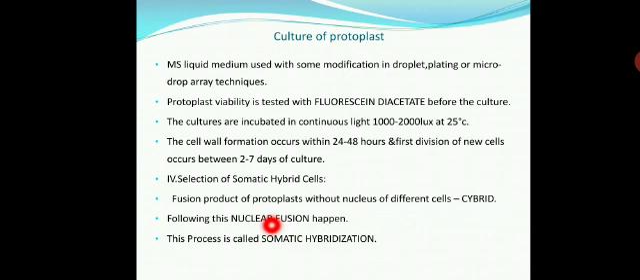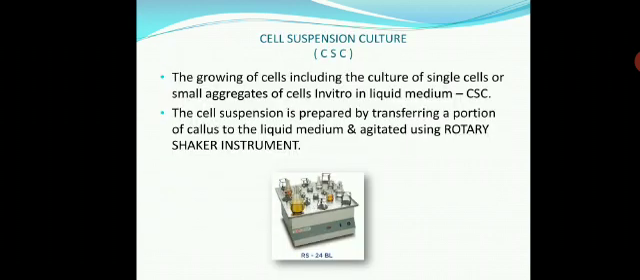plants in our biotechnology. Next, based on that culture, the next culture is called cell suspension culture. The cell suspension culture is nothing but CSC. C means cell, S means suspension, C means culture. What is the meaning of cell suspension culture? Growing of cells, including the culture of single cells or small aggregates of cells in vitro in liquid media.